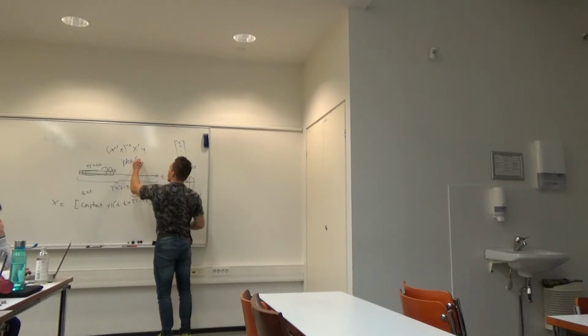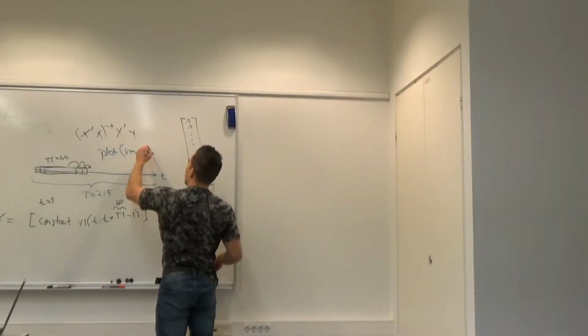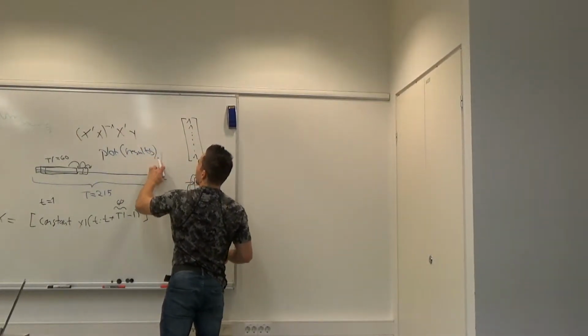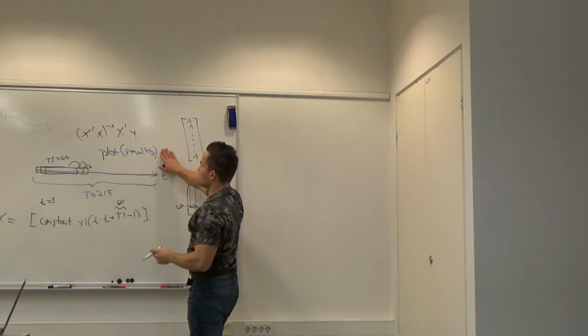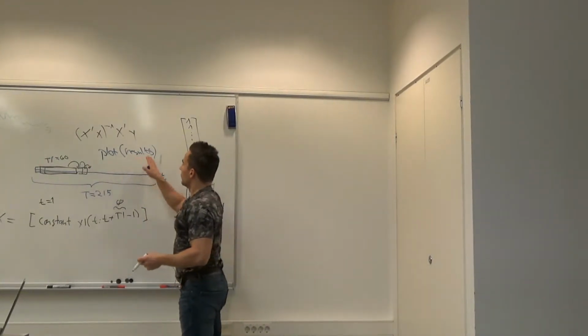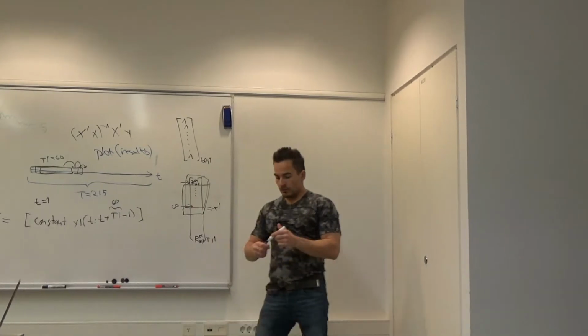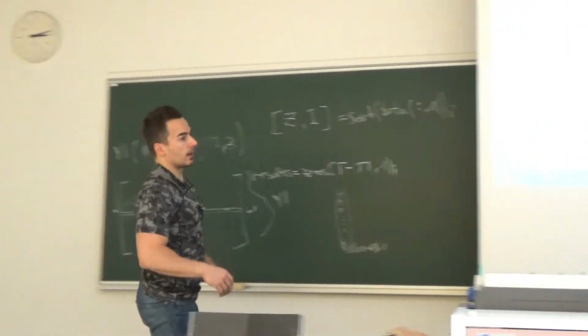and what should we plot? Results. Then you just push the enter button, and then Matlab plots for you the results, and that's your result vector of our trading strategy. So that's basically the evolution over time.